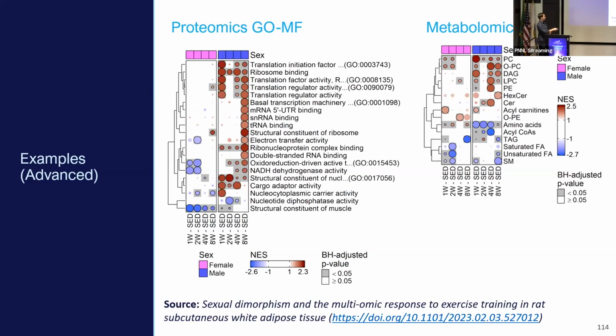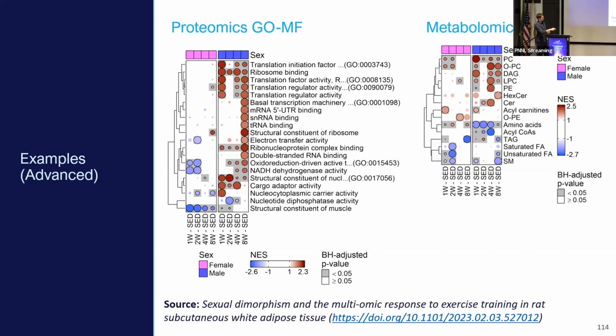And then on the right, we have an example of where this was applied to metabolomics and lipidomics data. We can group metabolites or lipids by their chemical subclasses, from the RefMet database. So we can see acylcarnitines were significantly up with 1 week of training relative to the sedentary group in females, and also in males, though the degree of change wasn't as pronounced.